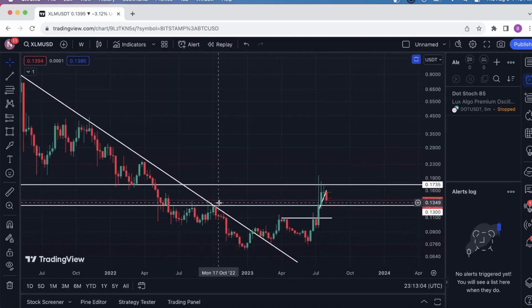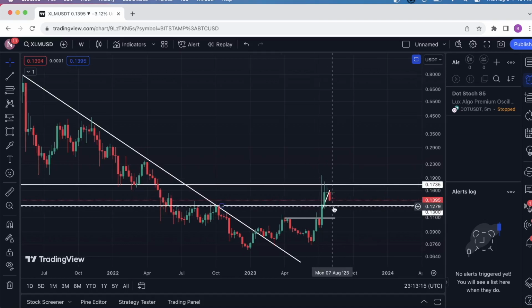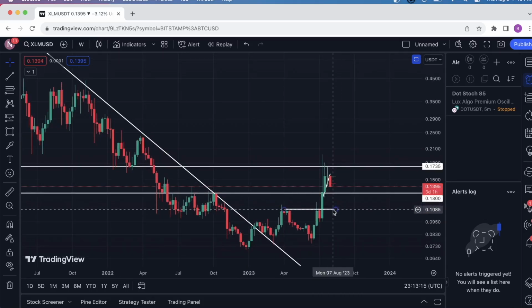So now that we know that this is an important level and we got rejected off this level, it makes sense that around 13 cents is going to be the next one to look to, right? If this breaks, then I would suspect the next level is going to be down here at around 10 cents.